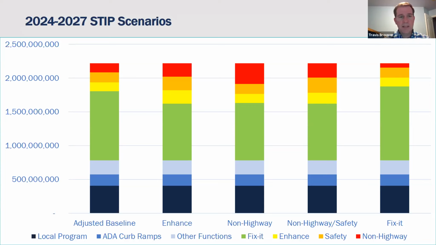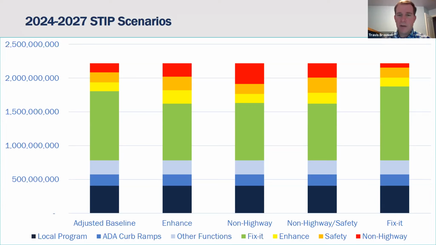So the adjusted baseline is really based on if you were to carry forward the policy decisions that the commission made in the 21-24 STIP, how much money would you spread across those various programs? And then each of the other scenarios modifies that a little bit, putting more money to some categories and less to others. Generally what you see here is as we share more money with other programs or other categories, the fix-it category, which is the biggest category of funding for bridges and pavement and culverts, things like that, goes down a little bit in order to accommodate more funding for other areas.